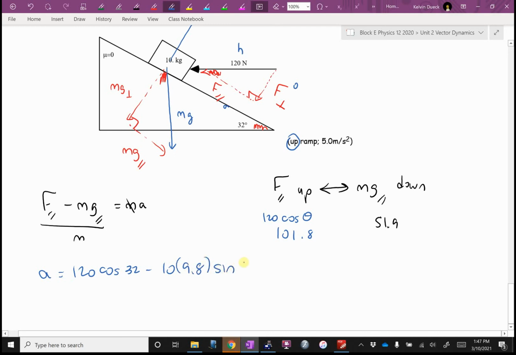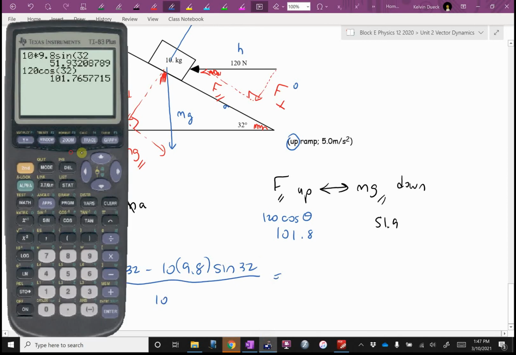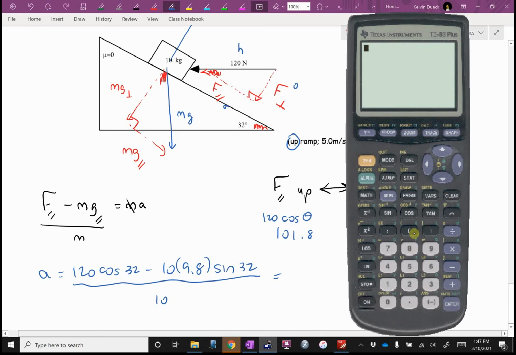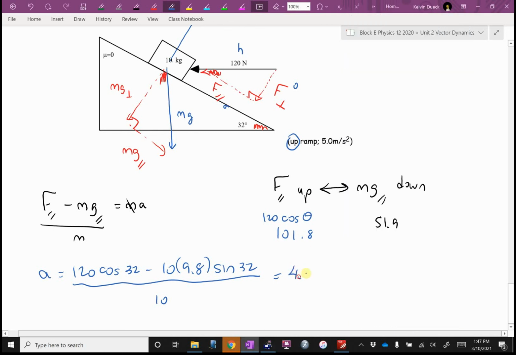I can use my trick there of two lines is sine, all over 10. Brackets around the top: 120 cos 32 minus 10 times 9.8 sine 32, divided by 10. And hopefully I get 4.98. Really should have written 4.98. 4.98 meters per second squared.